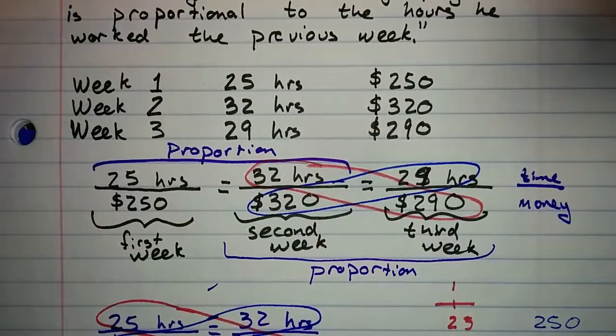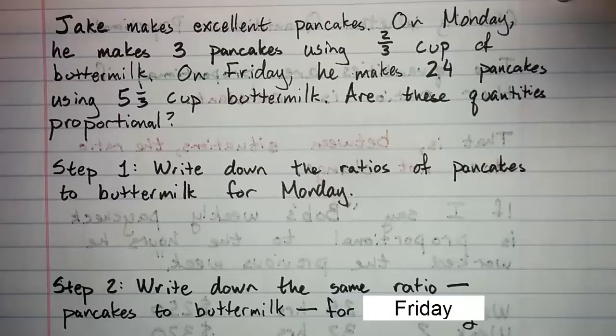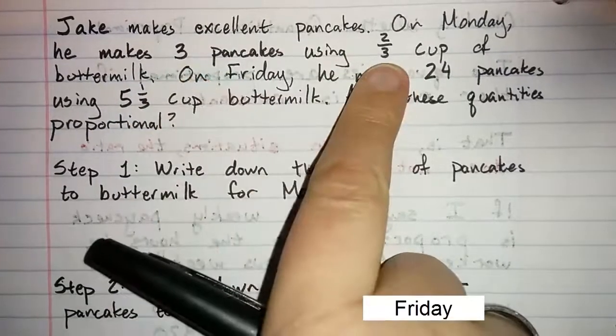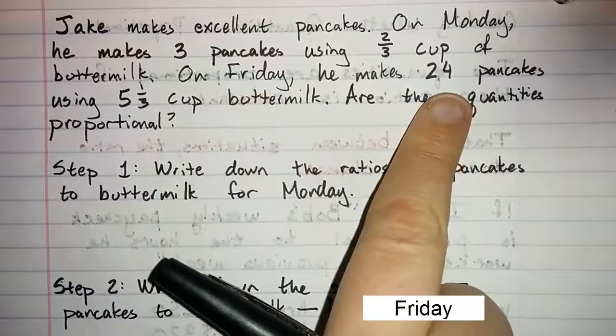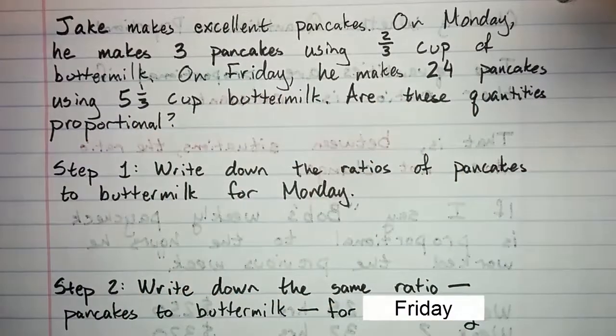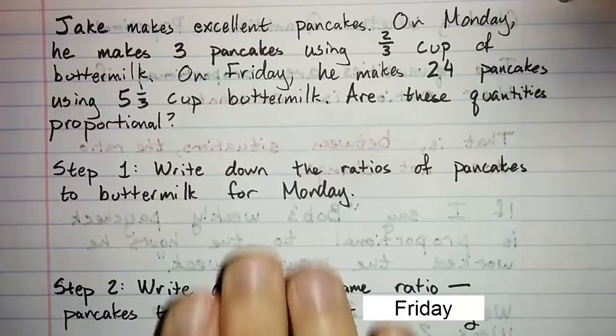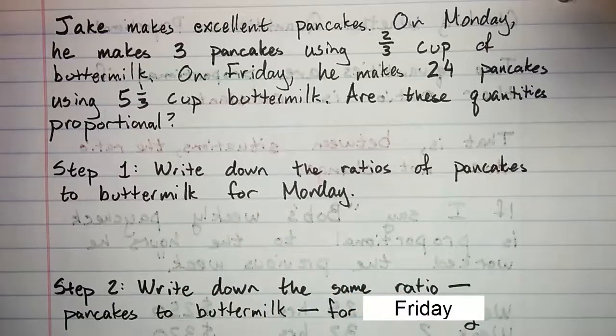situations instead of 3. Suppose that Jake makes excellent pancakes. On Monday, he makes 3 pancakes using 2/3 cup of buttermilk. And on Friday, he makes 24 pancakes using 5 1/3 cups of buttermilk. Are these quantities proportional? There are 3 steps to answering this question, and I've given you hints to the first 2. Pause the video and try this now.